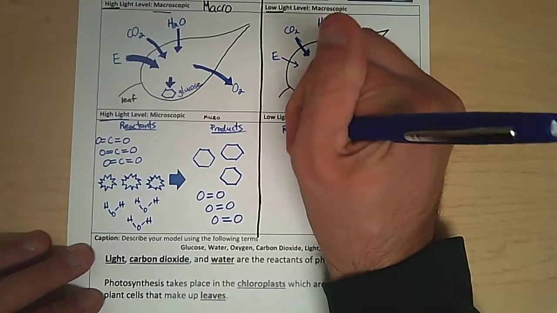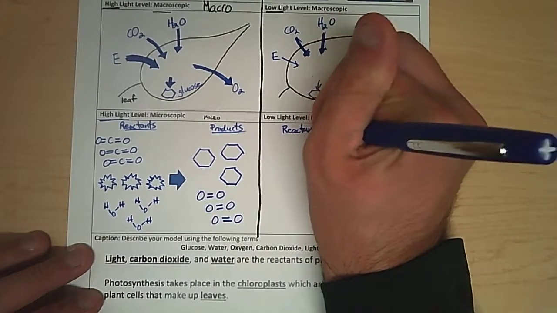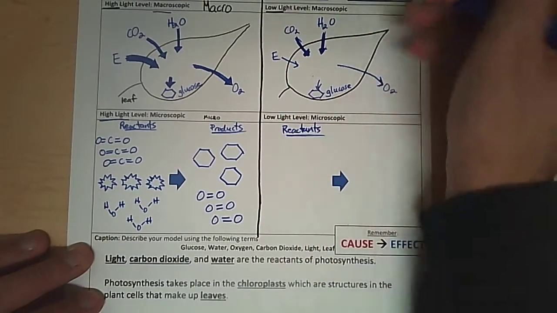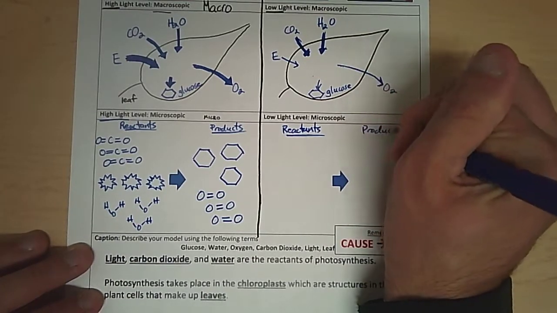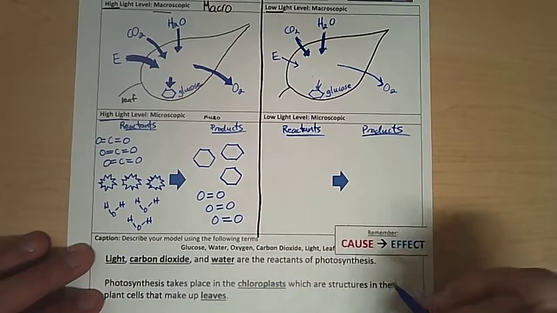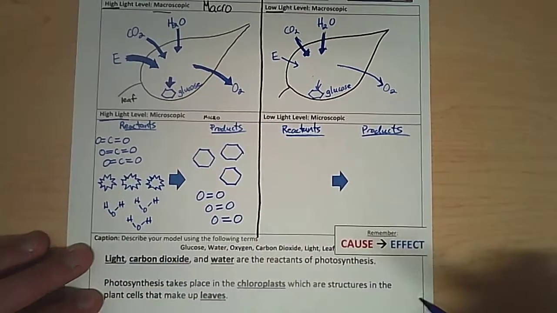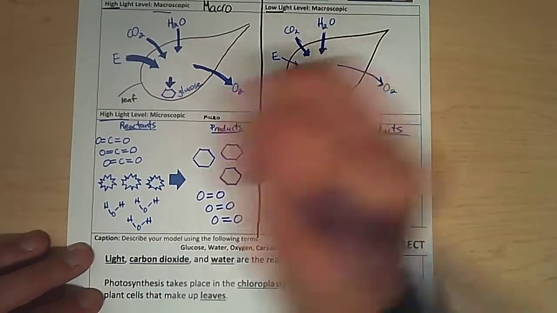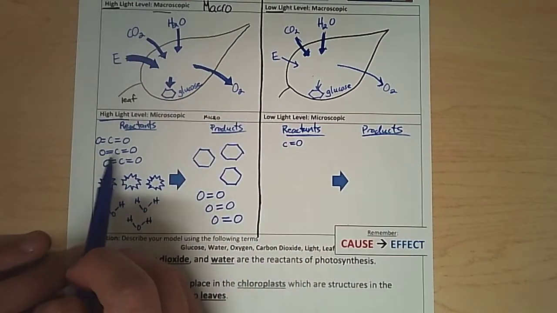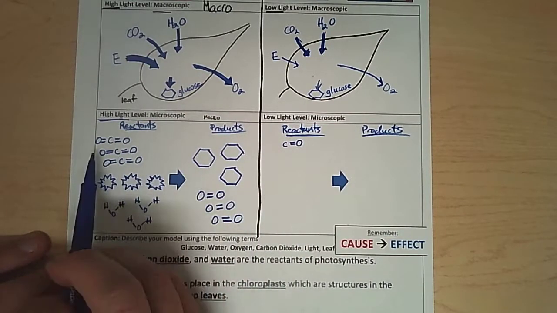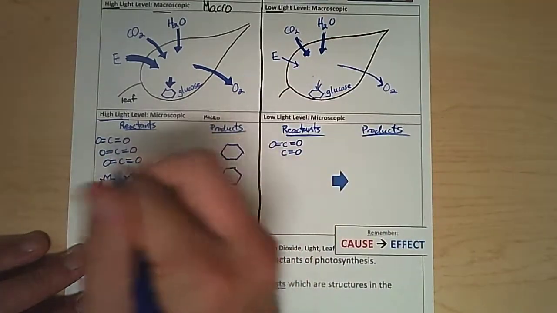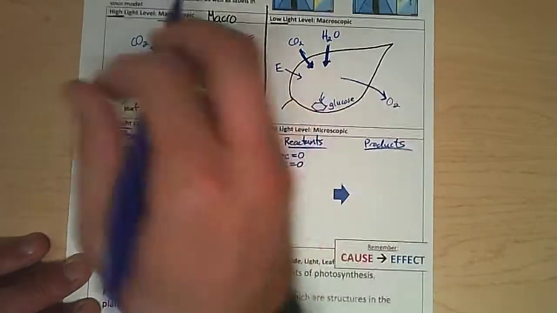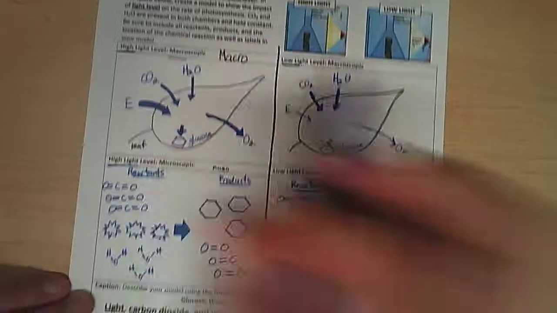So now I'm going to do a similar thing over here, but obviously there's going to be a difference because this is the low light level. We obviously had a difference in results in our experiments in terms of the amount of bubbles. So for my reactants, it says that CO2 and H2O stay the same. Whatever you draw, it doesn't have to be 3. You could have drawn 5 here. You could have drawn 2. Whatever you draw in the high light level, you have to draw the same over here because it says that CO2 and water are held constant.